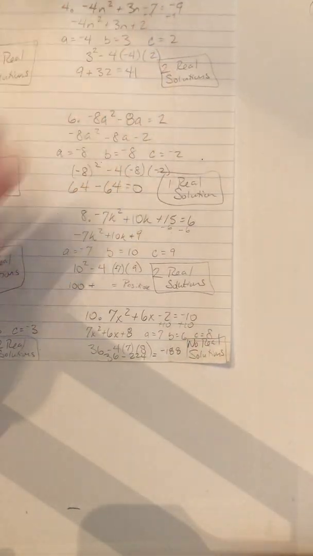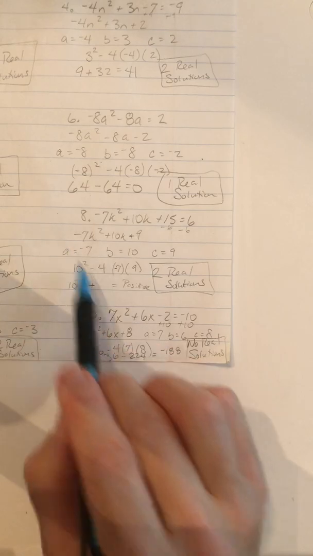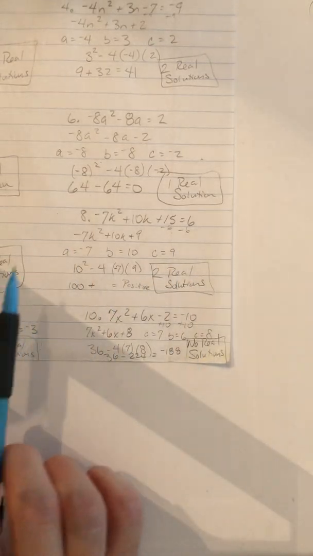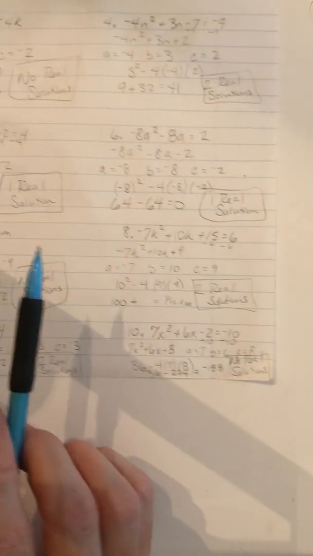Okay, hope this helps, guys. What you're supposed to do is you're going to put these 10 equations into the column based on how many solutions you got for each discriminant.